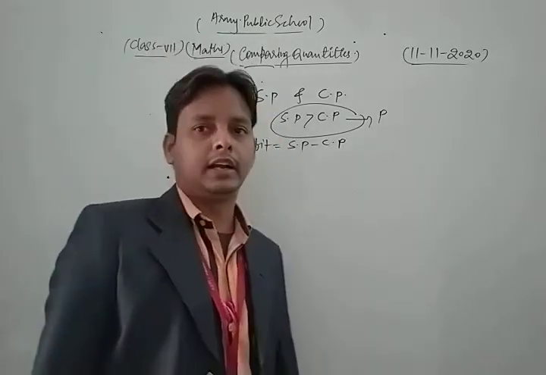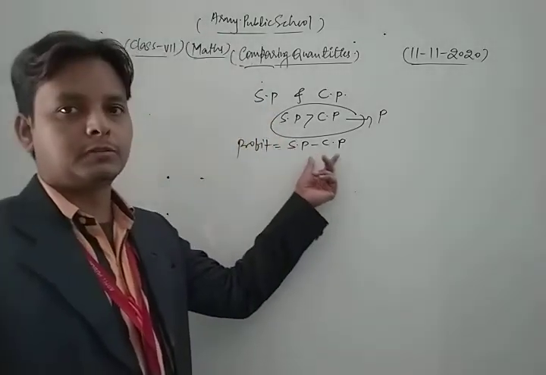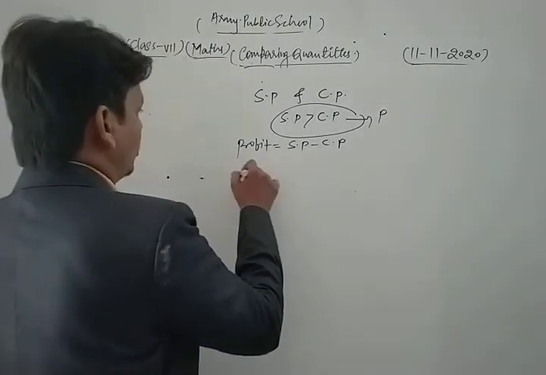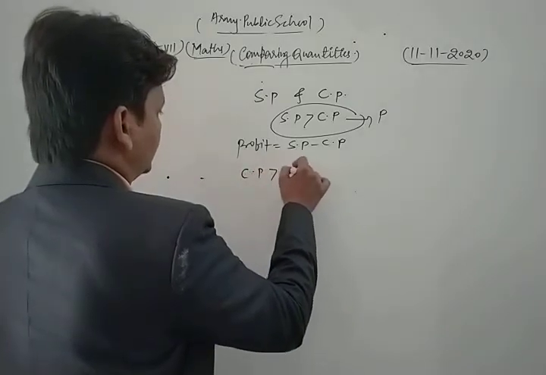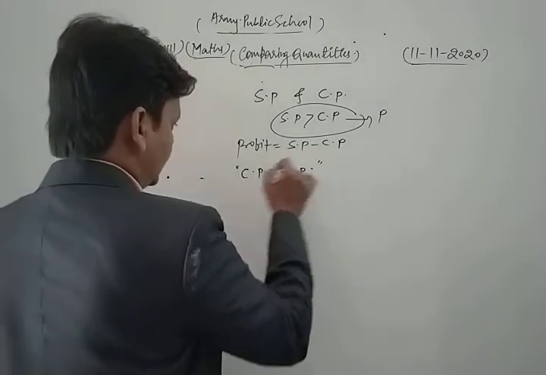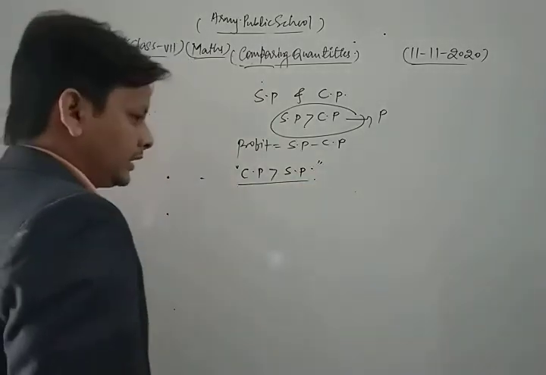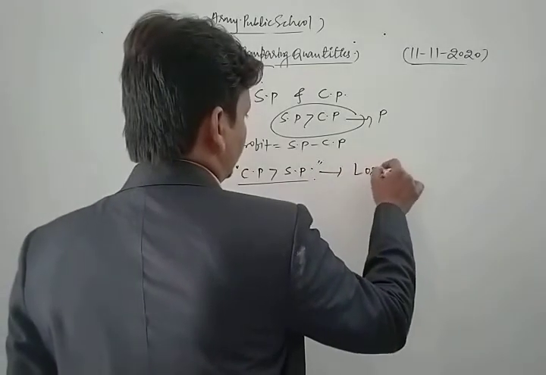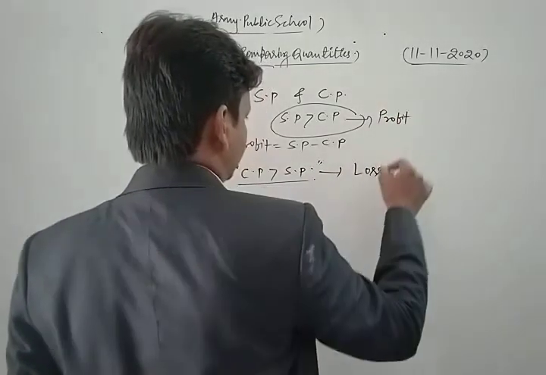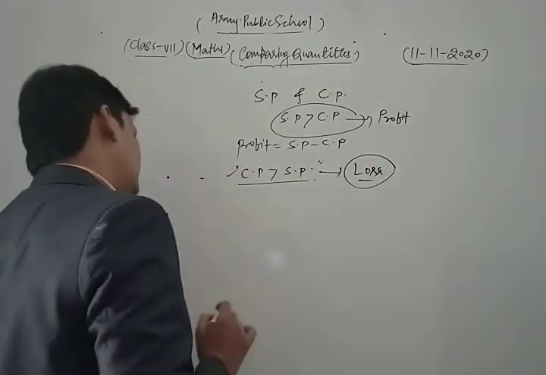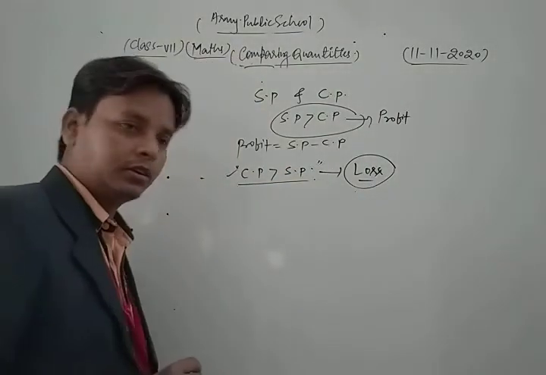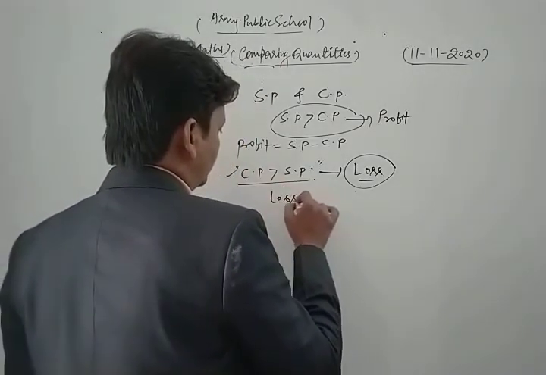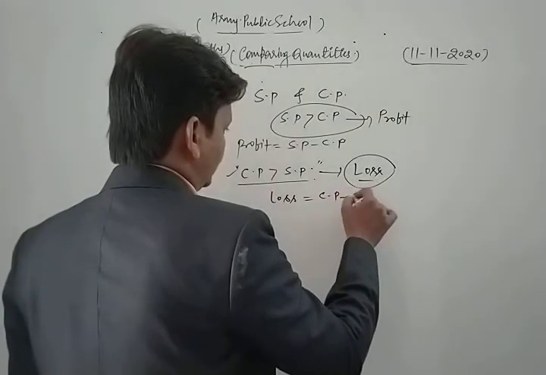We always get a profit, and profit is what? Selling price minus cost price. Now if the cost price is greater in comparison to the selling price, in that condition, dear students, we always get a loss. So the formula for loss is: loss is equal to cost price minus selling price.